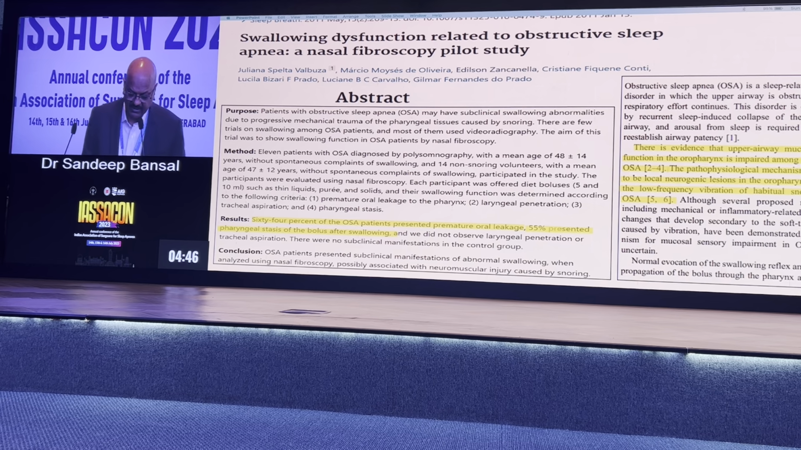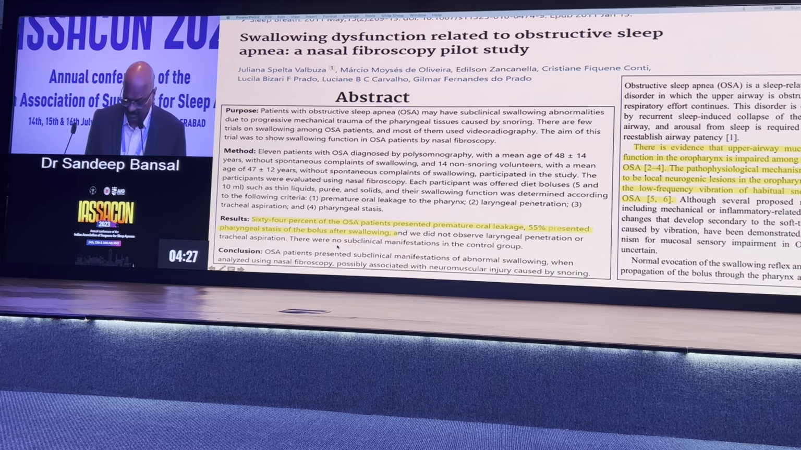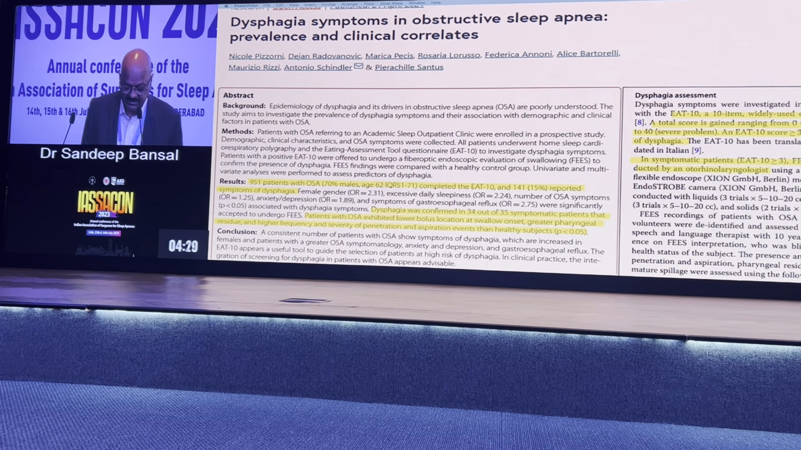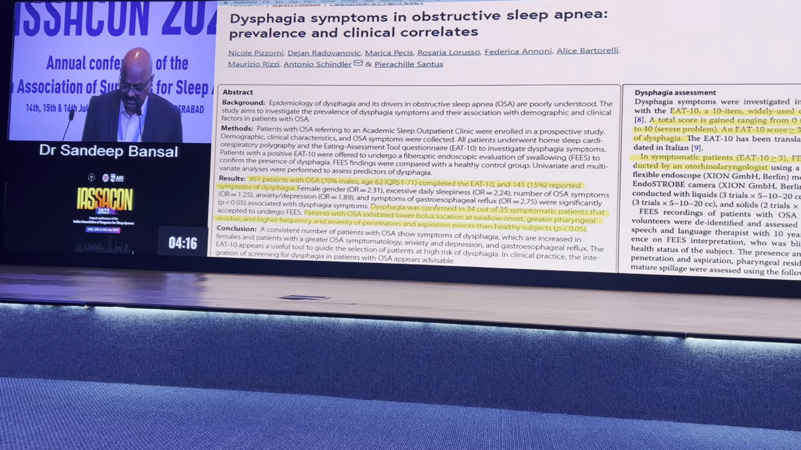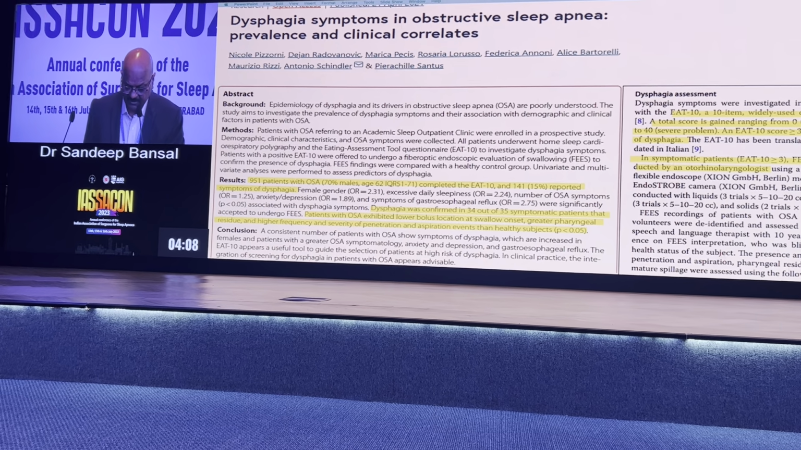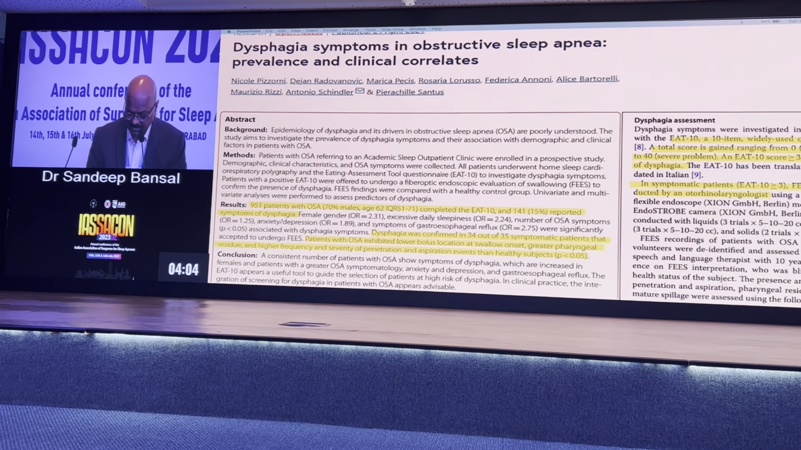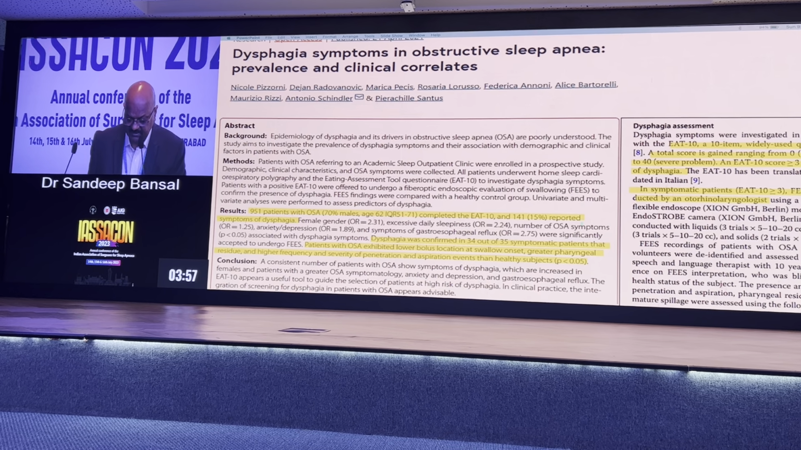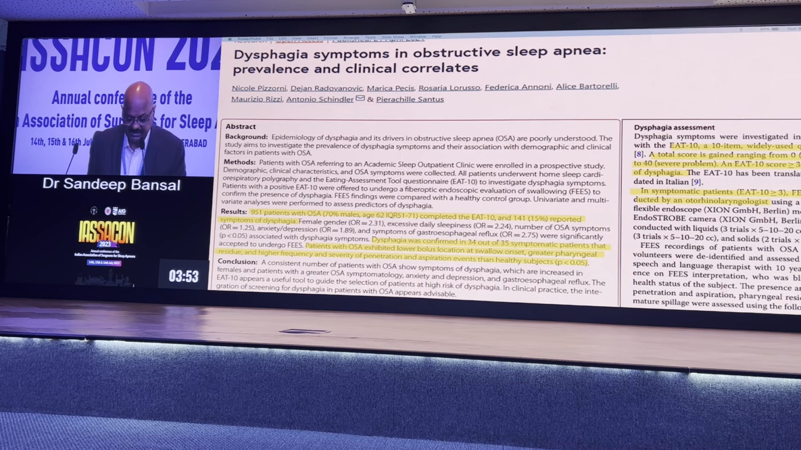Now swallowing dysfunction related to obstructive sleep apnea: another study, an older study done in 64 patients, stated that the OSA patients presented premature oral leakage and pharyngeal stasis of the food bolus during swallowing. So it's not something new, but enough attention was never given to this. Dysphagia symptoms in obstructive sleep apnea, prevalence and clinical correlates. This is the latest one, and they used the EAT-10 score, a huge study, 951 patients, and the patients with OSA exhibited bolus location at swallow onset, greater pharyngeal residue, and higher frequency and severity of penetration and aspiration events compared to healthy subjects. So again, the OSA patients have swallowing issues.